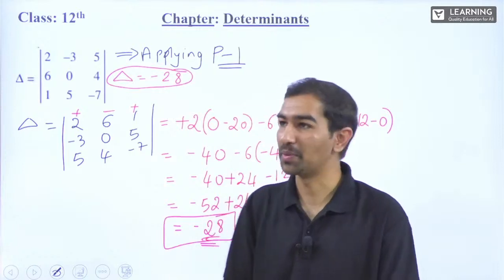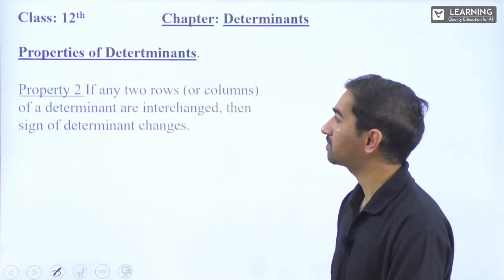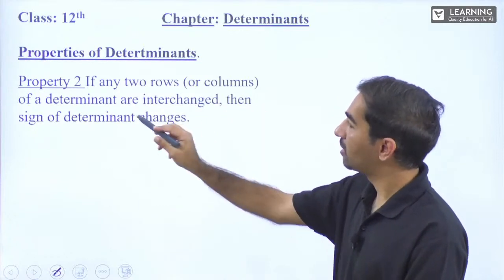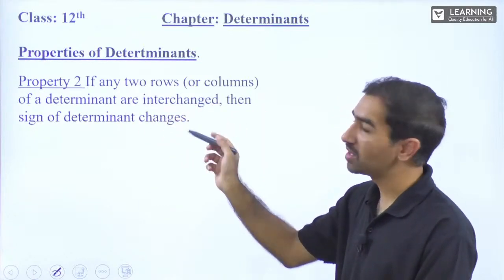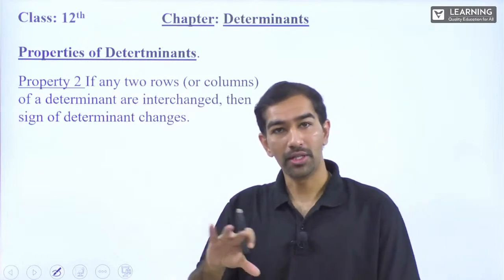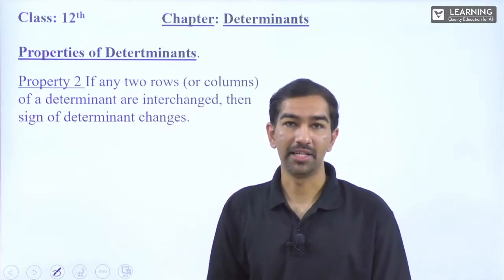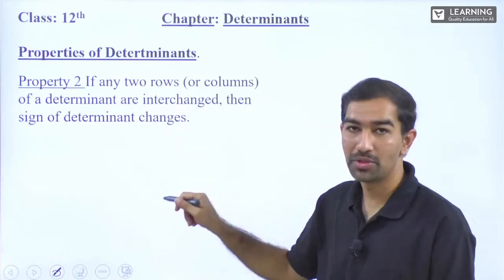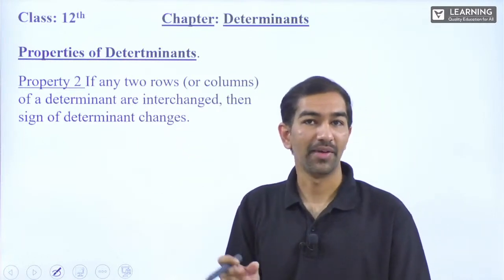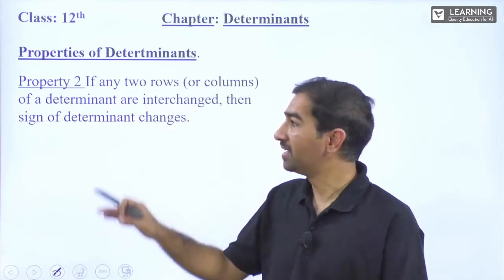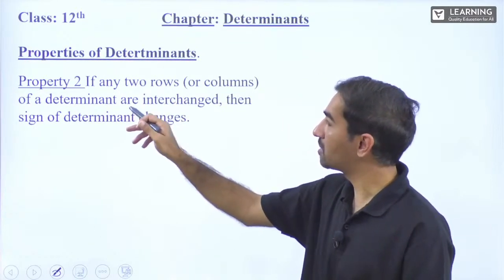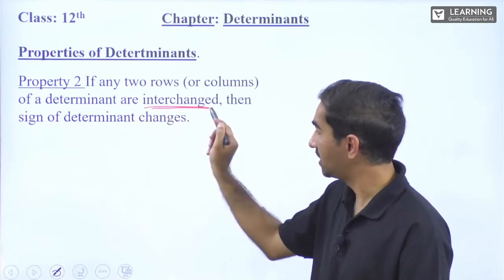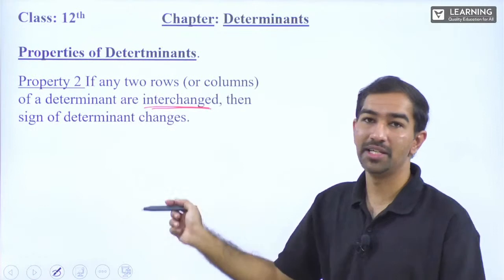Alright, moving on to the next property. Property number 2. Read the property here again. If any 2 rows or columns of a determinant are interchanged. So students, what was property 1? If all the rows and columns are interchanged, that is, rows are written as columns and columns are written as rows, that was property 1. The value remains unchanged. Here, what is happening? If any 2 rows or columns of a determinant are interchanged, note this word, interchanged, then the sign of the determinant changes.